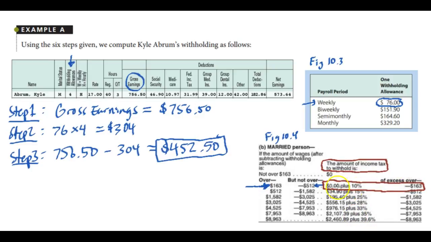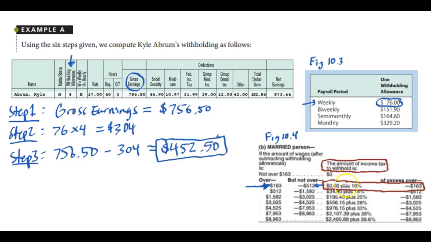So we're in this row right here, $0 plus 10%. The reason we say $0 is because the previous tax bracket, we're not withholding anything. So moving into this next tax bracket, we have $0 plus 10% of excess over $163. So we need to take this $512 amount and subtract $163, because the first $163, we're not taking anything out.